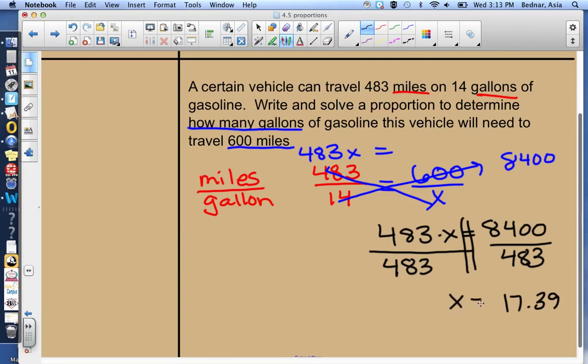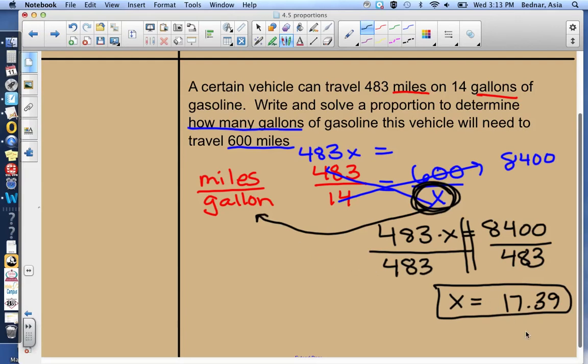I would get 17.39. It's not enough just to answer the question. Always ask yourself, what does this mean? Well, remember that my x was right here. That's what I was looking for, and that was a number of gallons. So it's going to take me a little less than 17.5 gallons to travel 600 miles.